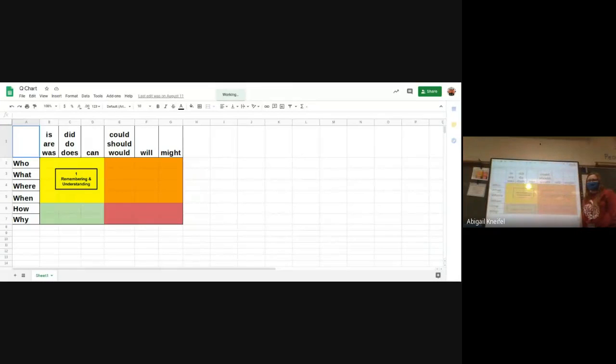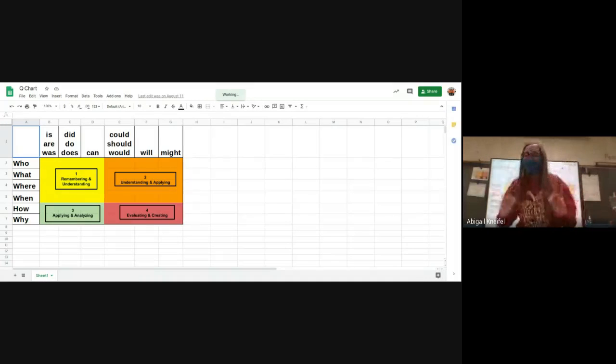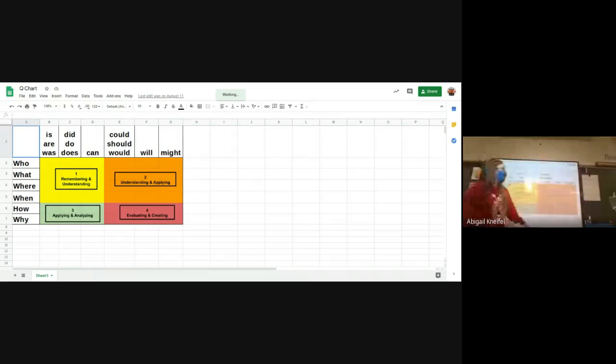Did I just hear a noise? I said red. And quadrant 4 is red, okay? So there's my quadrant. So Q stands for quadrant. Everyone understand that? Q equals quadrant. And it's called a Q chart because this is a quadrant chart, okay? So as you can see, there are words on the left-hand side and then there are words at the top.